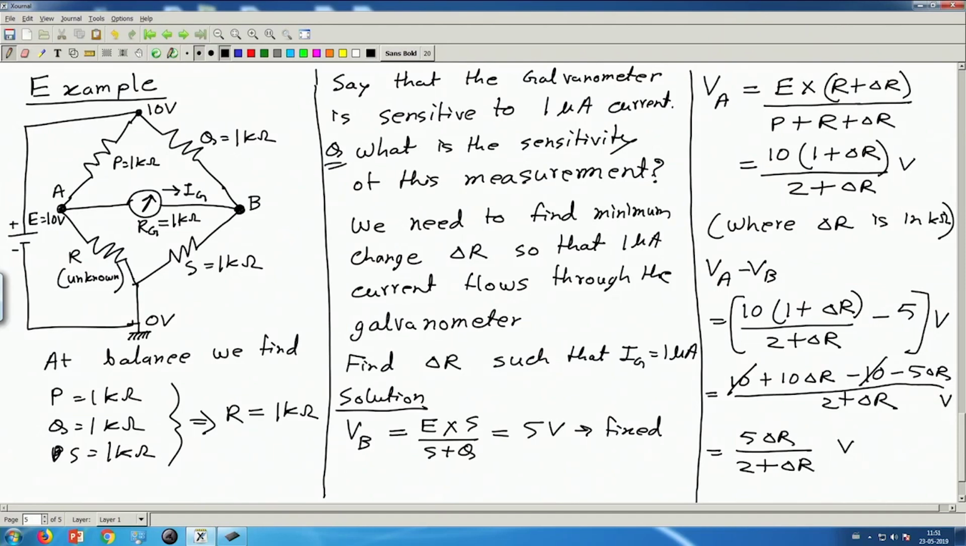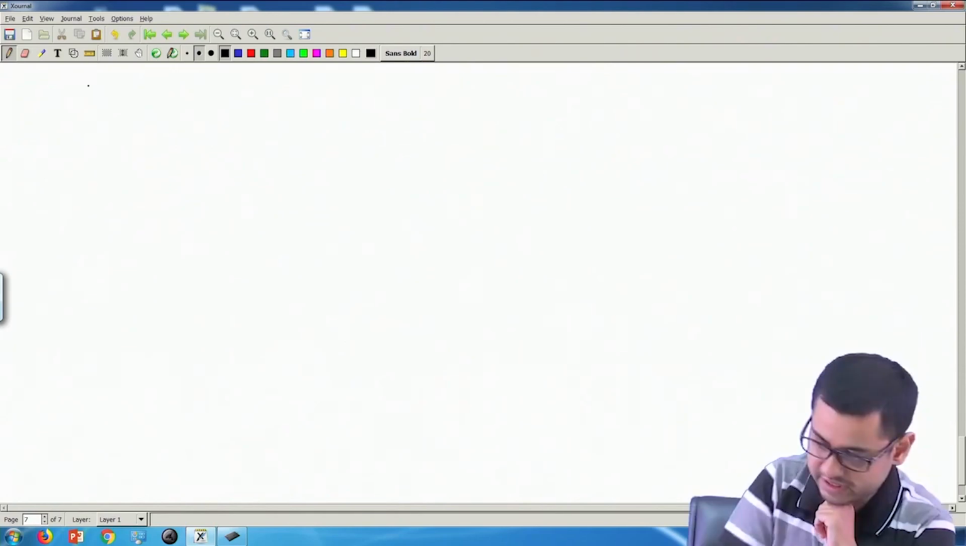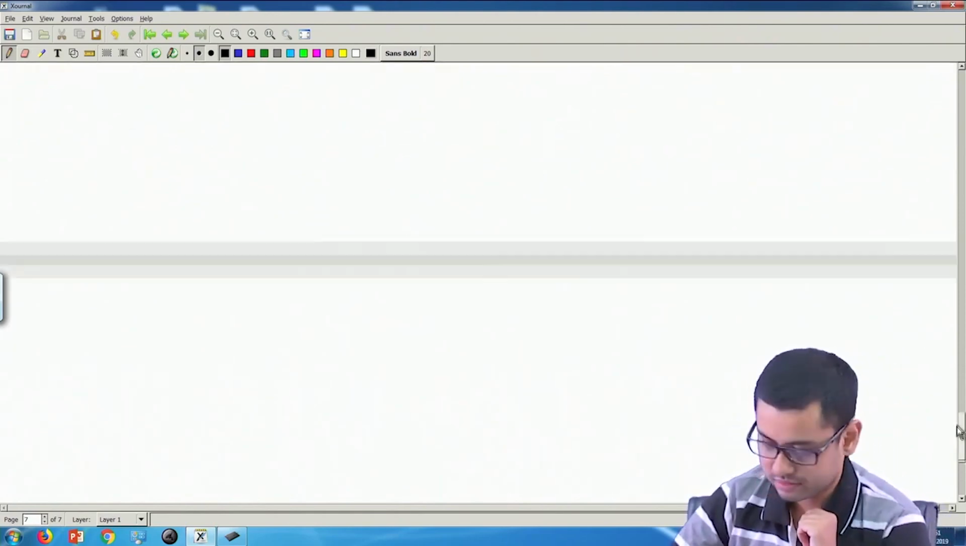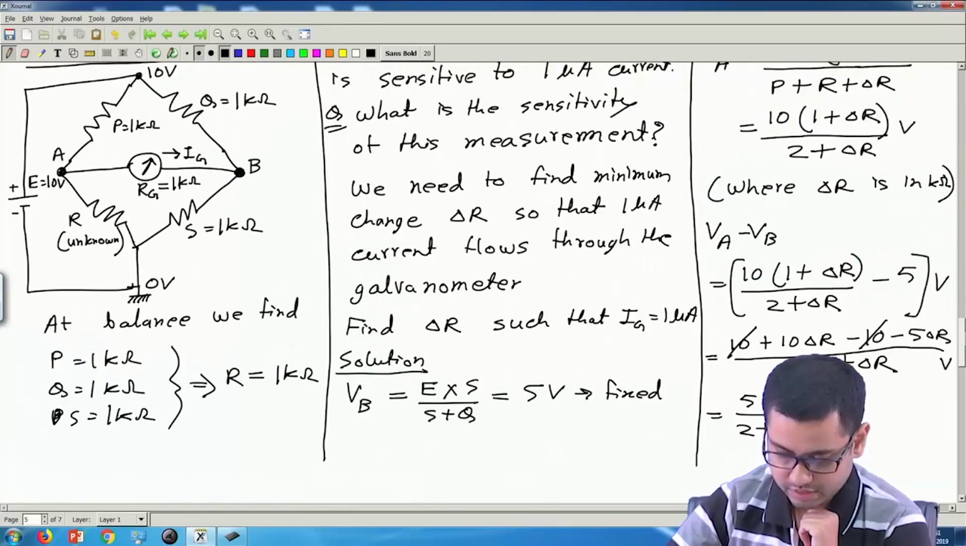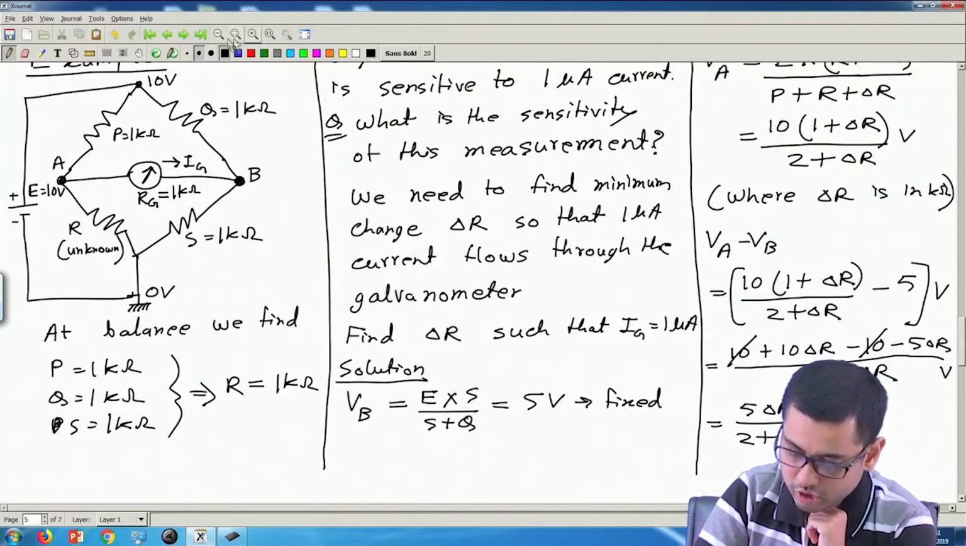Okay. And we observe that if delta R is 0, then VA minus VB will be 0. That means that will be the balance condition. And if delta R is non-zero, then this is the voltage which appears across the galvanometer here. Now how much current will flow through this galvanometer due to this voltage? So for now let us find out the value of Ig. So the value of Ig we have to find, and let me copy this diagram.